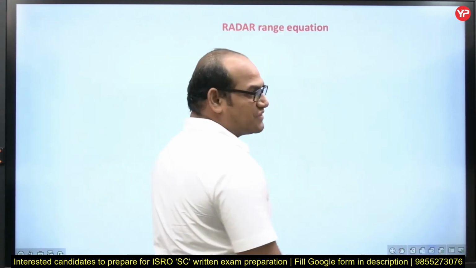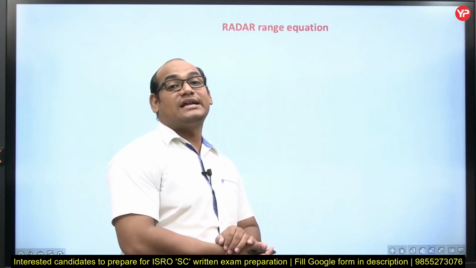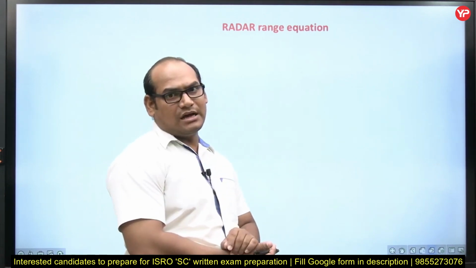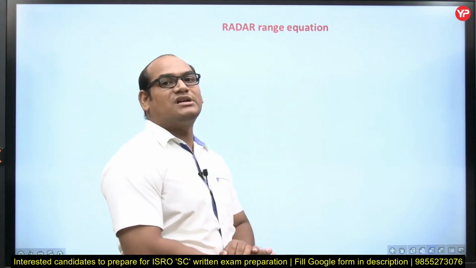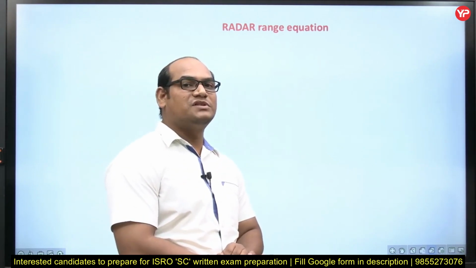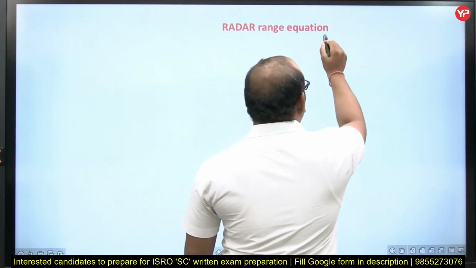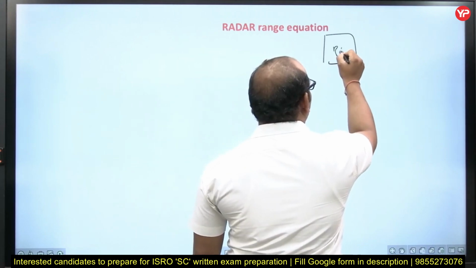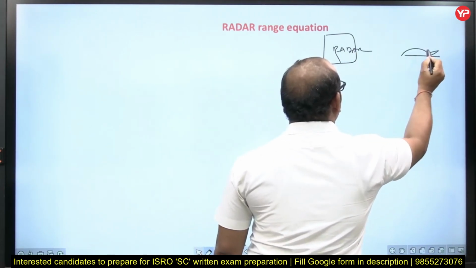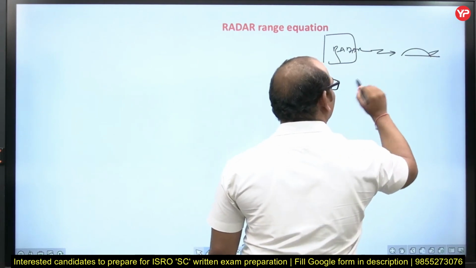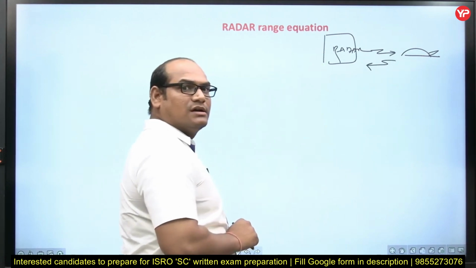Then the radar range equation. Whatever the distance is between target and radar, that is what we have to get properly, step by step. But there is a logic. If you understand that logic, we can easily derive this particular equation. That is what I want to tell. So here the radar is there, and you assume the target is there. The wave is transmitted and reflected back.